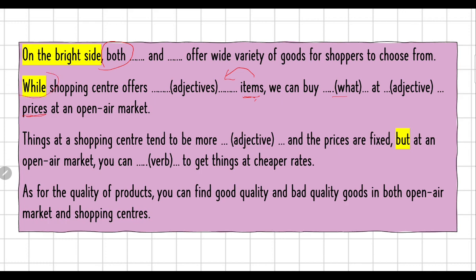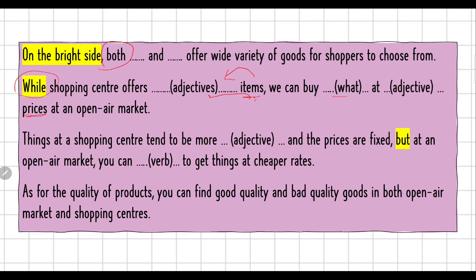Okay, so "while" here, bukan maksudnya semasa. "While" here maksudnya... Alright, the word "while" here sama maksud dengan "whereas" tadi. Manakala. Okay, manakala shopping centres menawarkan barang-barang yang macam mana, kita boleh membeli apa pada harga yang macam mana di open market. Okay, to compare tapi dia duduk kat depan. So it is actually the same thing.